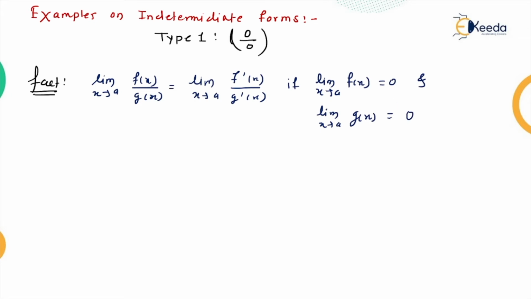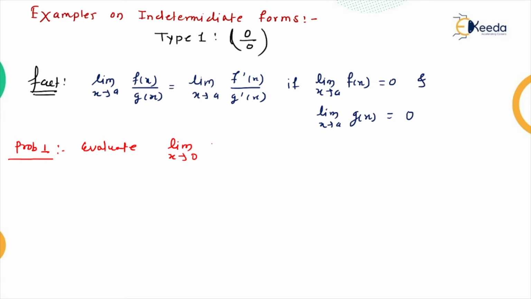Means when we operate the limit on f of x and on g of x and get the answer 0, then it takes the 0 by 0 form, guys. And after that you have to use L'Hospital rule. So for example, I'm discussing problem number first, guys. Evaluate limit as x tends to 0, right?